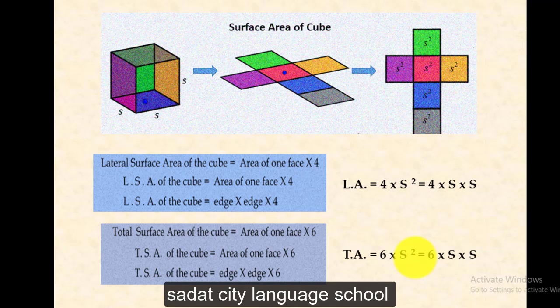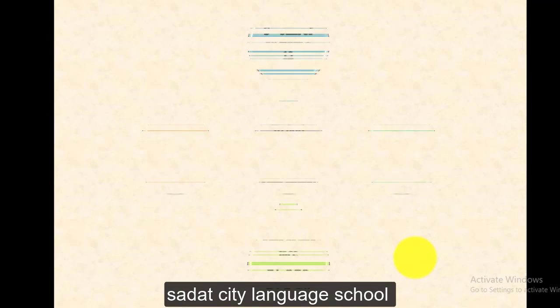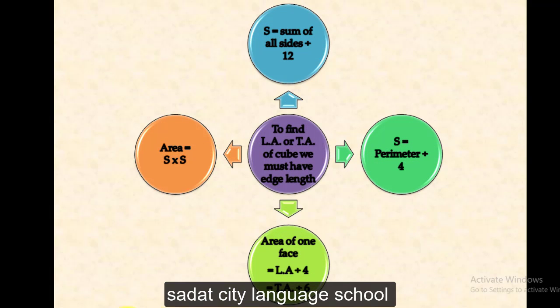So to find the lateral area or total area, we must have one of two things: the area of one face, or the side length. To find the lateral area or total area of a cube, we must have the edge length, or the side length.